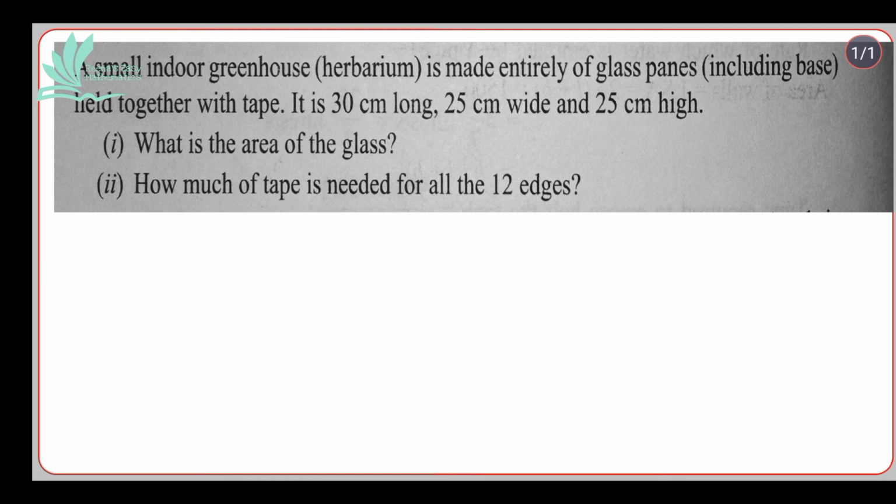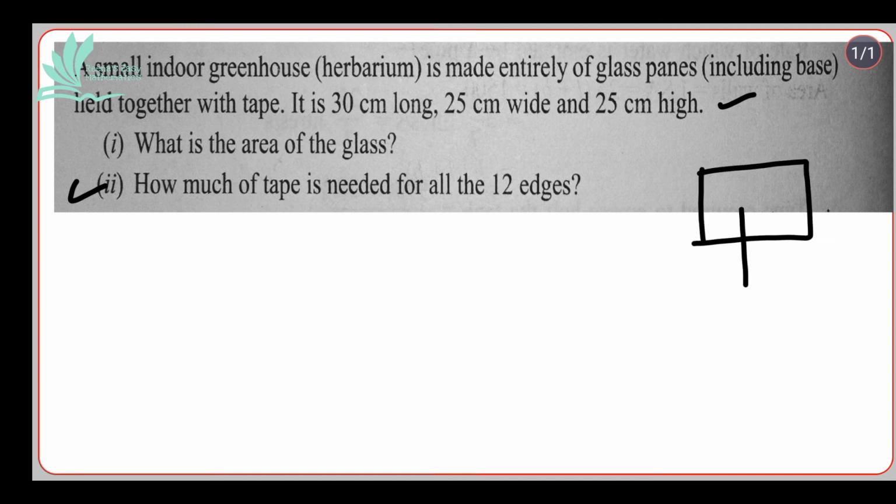A small indoor greenhouse is made entirely of glass panes held together with tape. It is 30 cm long, 25 cm wide and 25 cm high. We are dealing with the second part: how much tape is needed for all the 12 edges.